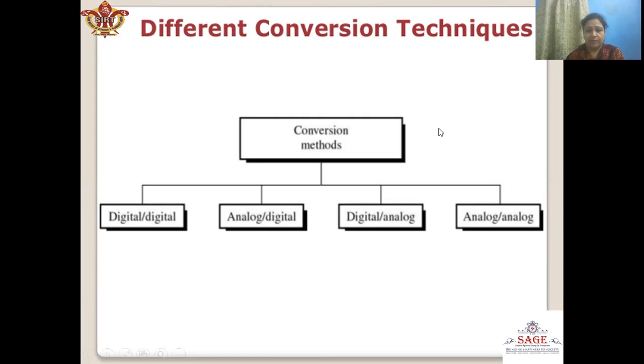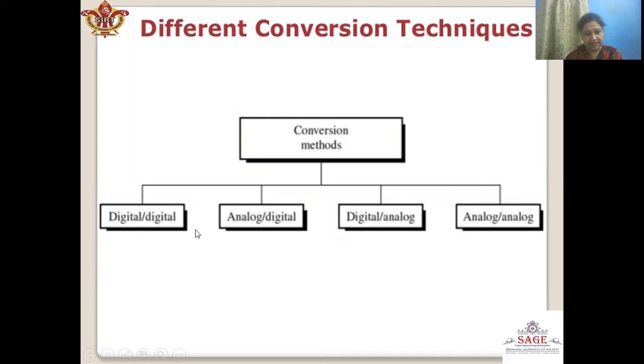In general form, we have taken conversion methods, which are of four types. First is digital to digital conversion, which is our line encoding method. Then second is analog to digital method, which is general A to D conversion. Then digital to analog conversion, which is a type of digital modulation technique. And then analog to analog conversion, which is analog modulation techniques.